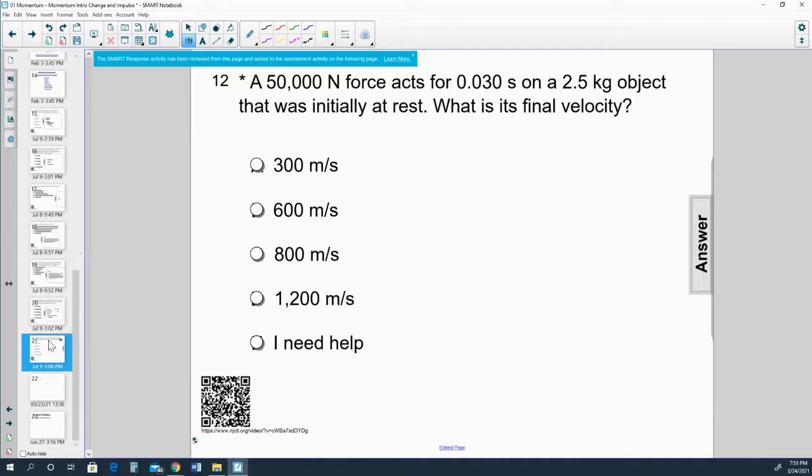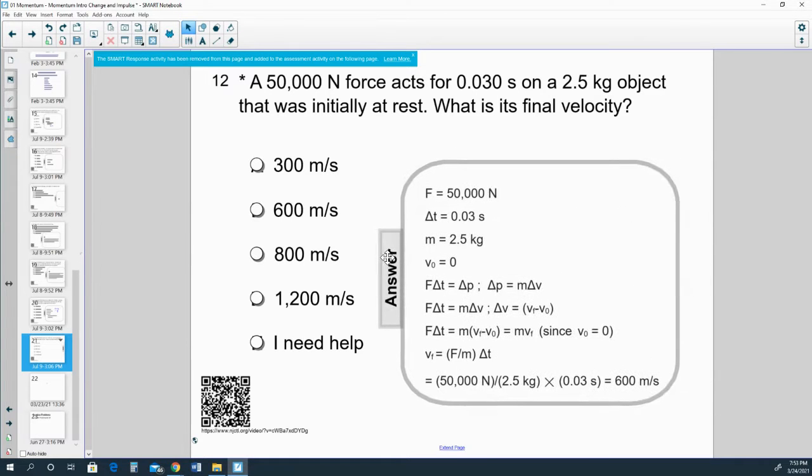Let's try this one out. A 50,000 newton force acts for 0.03 seconds on a 2.5 kilogram object that was initially at rest. What is its final velocity? Now this one requires multiple steps. We want to know the final velocity. We know that the initial velocity is 0 since the object was initially at rest. We know the force is 50,000 newtons, time is 0.03 seconds, and mass is 2.5 kilograms.